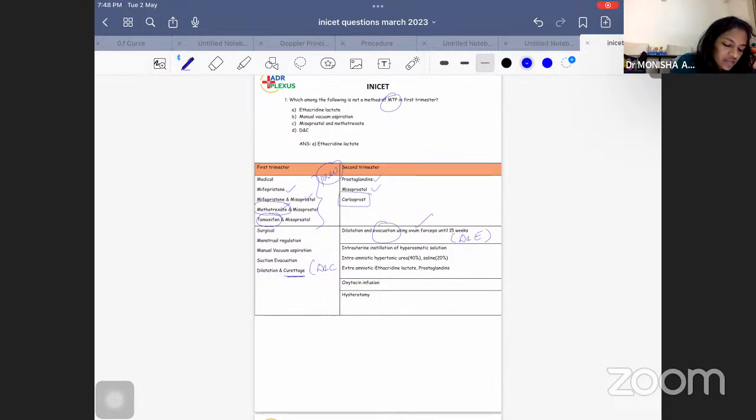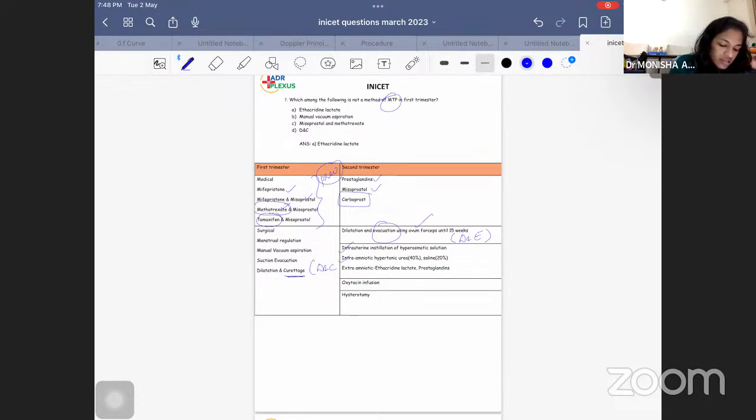These two you will definitely remember. Carboprost is one of the drugs we will not remember. So remember, in the second trimester, carboprost is also used in the termination of pregnancy. This table is directly from Williams.